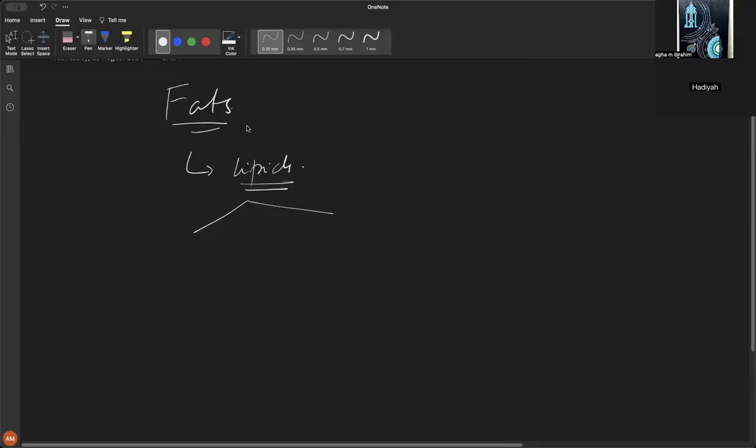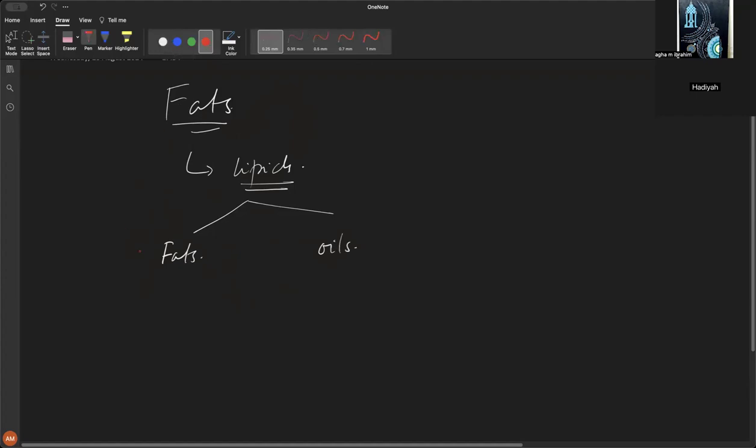So when we talk about fats, the correct word that we should be using as a biological molecule is lipids. Okay, the lipids can be divided into two types. There are fats and there are oils.